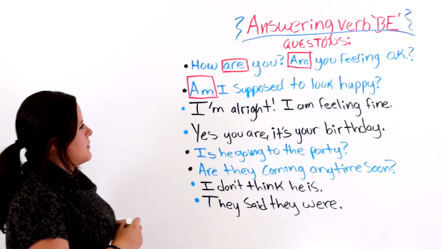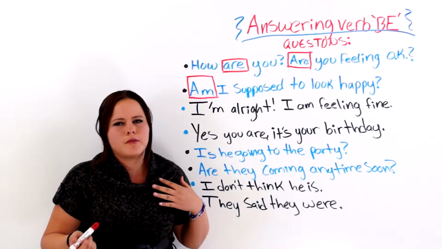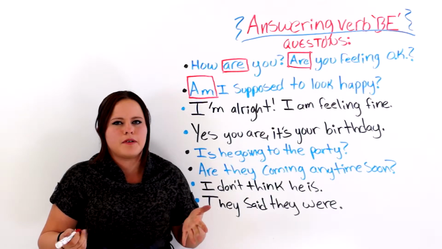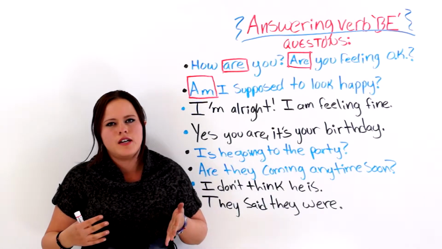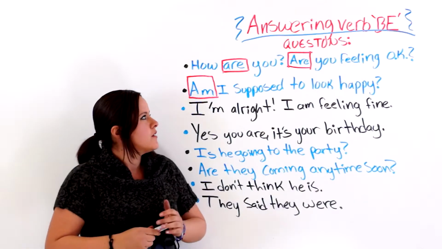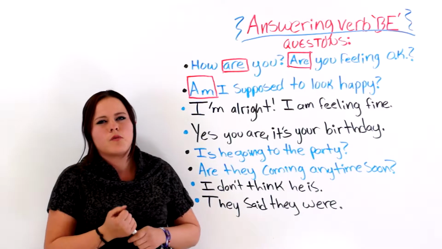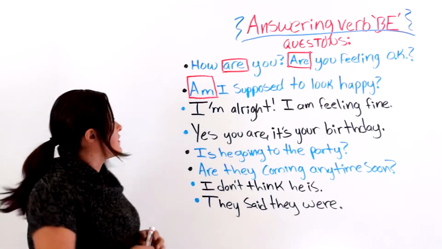Is, are, am. Okay? For example, the personal pronoun I goes with am. If you're talking in third person, she, he, it, is. If you're speaking in second person, you're gonna say are. Are they, are we, are you, okay? All right, let's keep going.